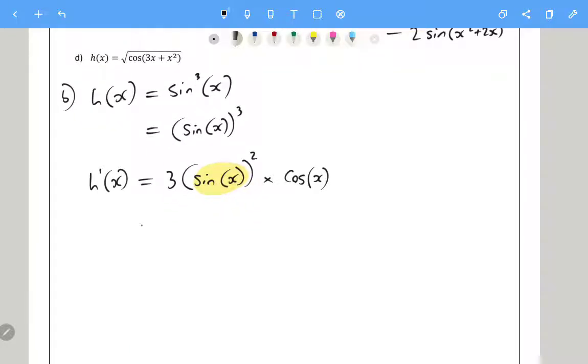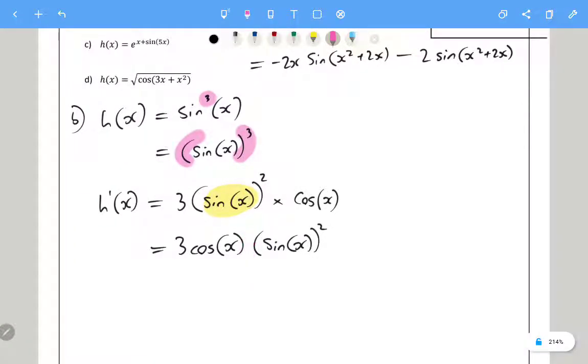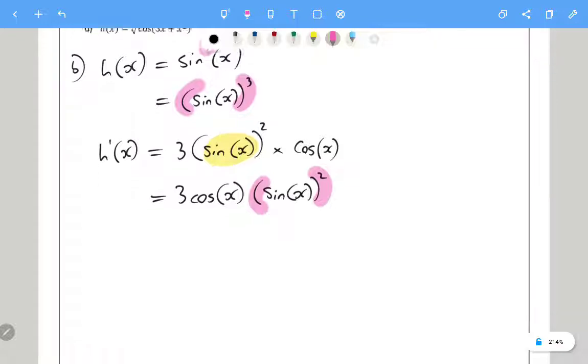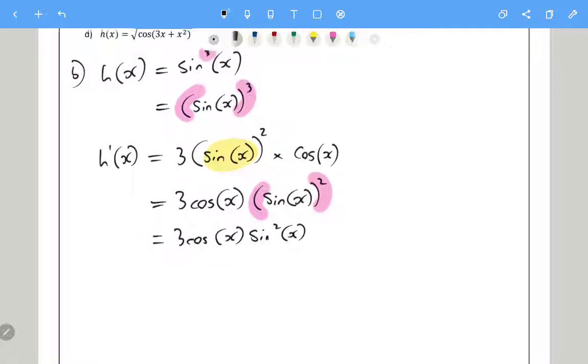Alrighty, bit of cleanup to do. First thing, we get 3 cos of x, and then sine of x squared. But wait, I just showed you before that I could write this as that. How could I do the same thing for these brackets here? Well, I could just write it as 3 cos of x sine 2 of x. Looks a little bit cleaner, a little bit simpler.